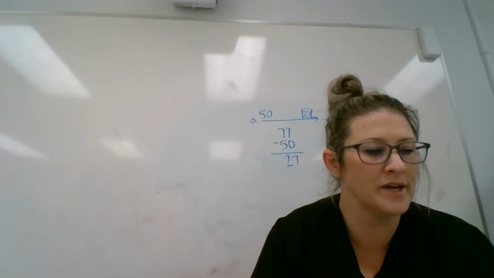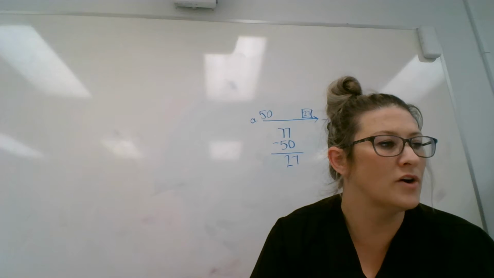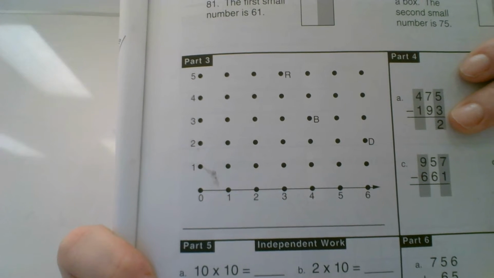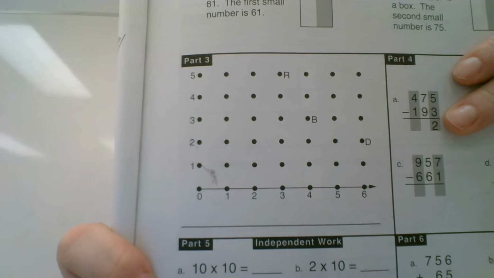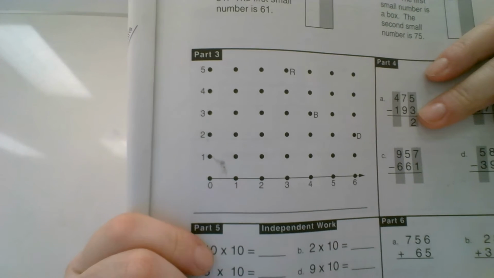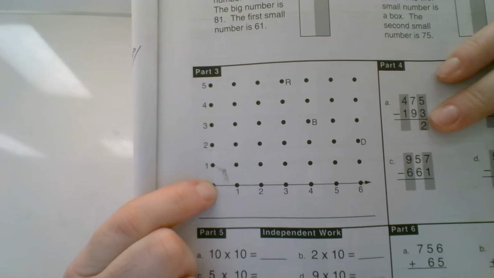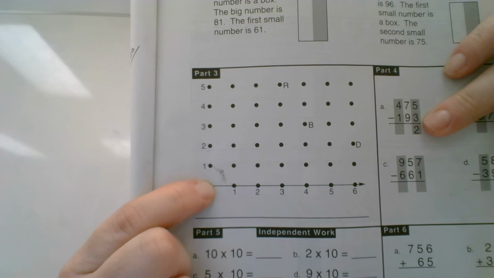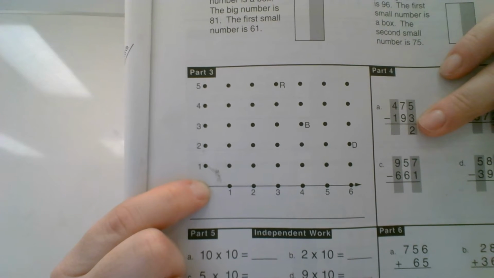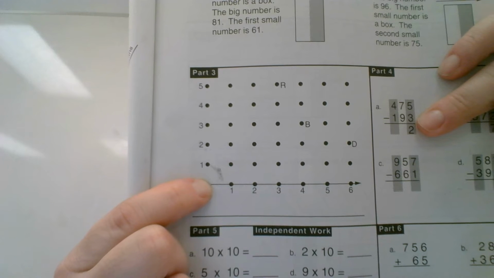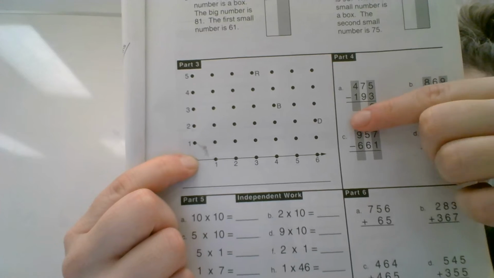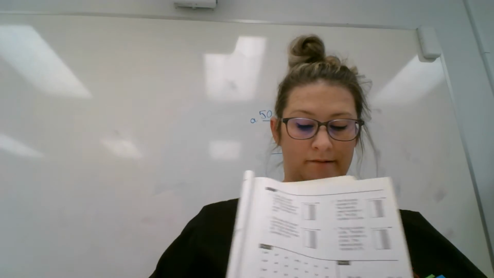Go ahead and find part 3 in your workbook. You're going to count to different places on this grid of dots. Then you'll draw a rectangle. Touch the starting point. Our starting point is the 0, the first dot. All right, you're going to draw a rectangle that has the dot for the letter D as a corner. Find the letter D. Here's my corner.